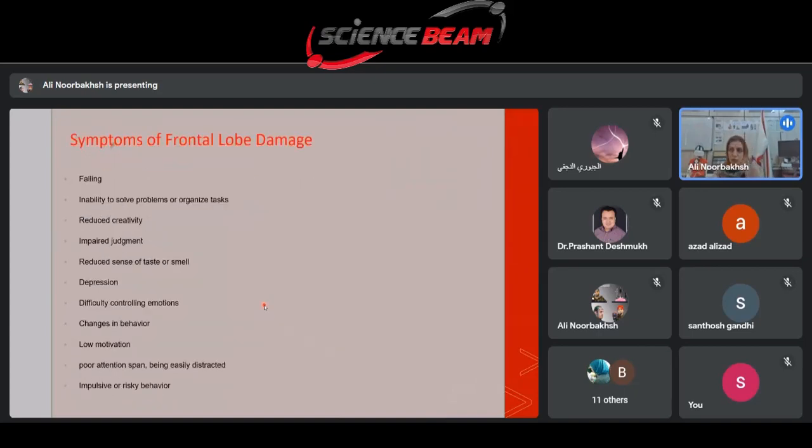Symptoms of frontal lobe damage are related to falling, inability to solve problems or organize a task, reduced creativity, impaired judgment, reduced sense of taste or smell, depression, difficulty controlling emotion, change in behavior, low motivation, impulsive or risky behavior.